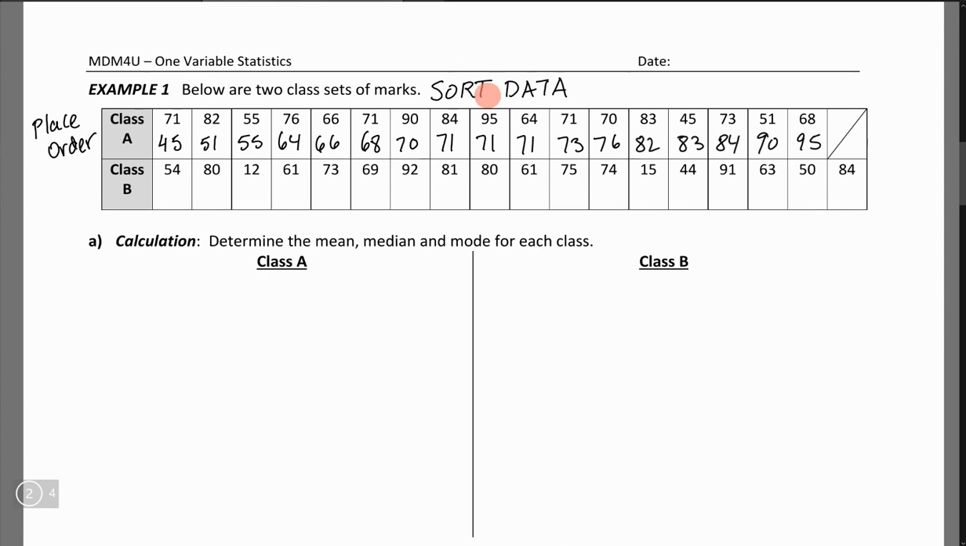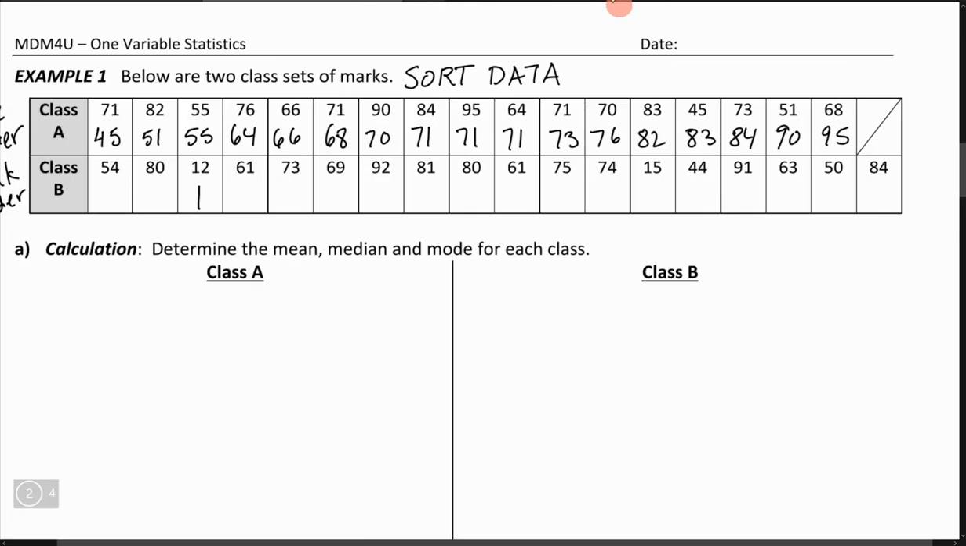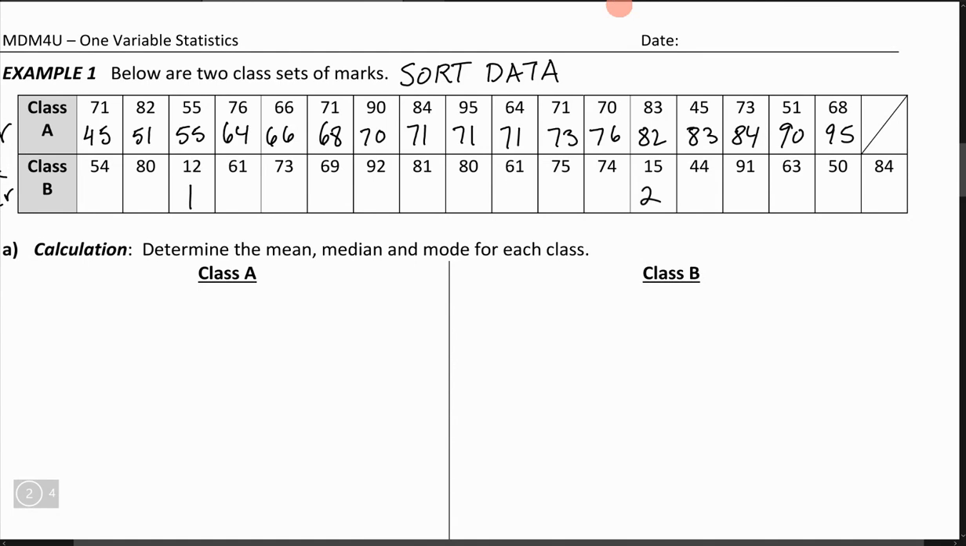For class B, you can also do this in rank order, meaning you don't have to take every single number and put them in order. You can simply rank your numbers from lowest to highest. So the lowest number here would be 12, so it'll be rank 1. 15 would be the next lowest number, rank 2. And here we would have 3, 50 would be 4. The fifth one would be 54. The sixth one would be 61. 61 again, and then 61 repeats, so that's number 7.